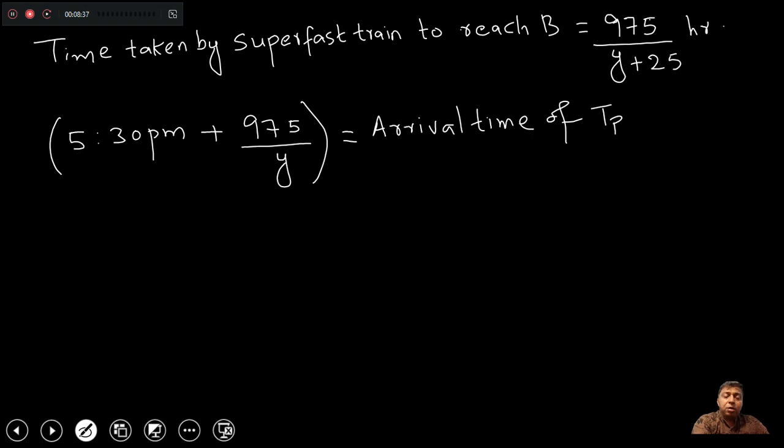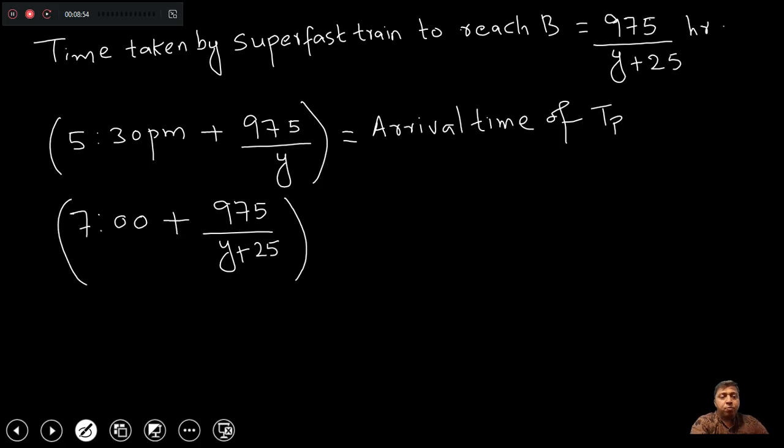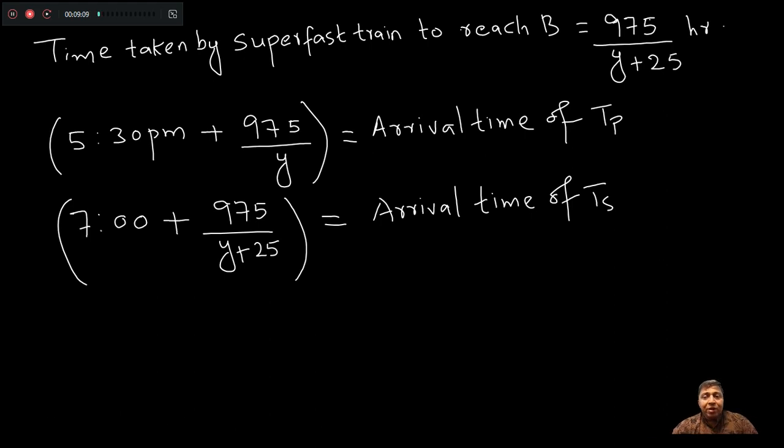The superfast train leaves at 7 p.m. The total time taken by the superfast train is 975 upon y plus 25. I added this, so this is the arrival time of superfast train. To make an equation, we need to equate these two.